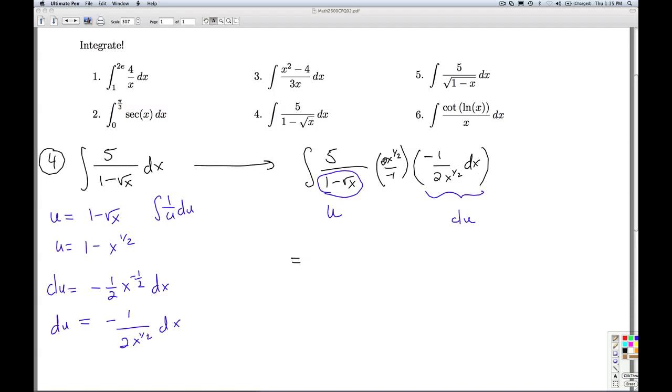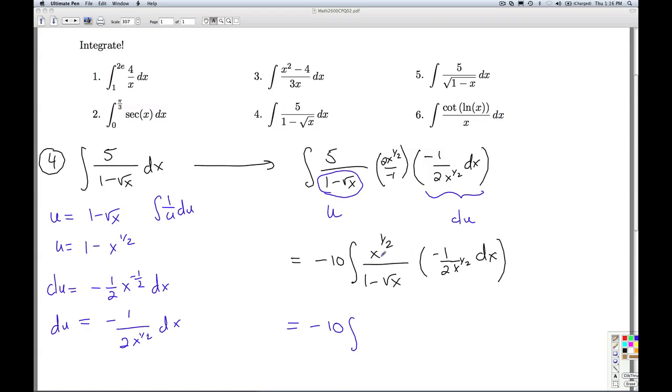This is going to be with the du. I've got this 2 over negative 1. I can bring that out as a negative 2. I can bring the 5 out as well. So I get a negative 10 outside the integral. And then I'm going to have an x to the 1/2 left over, like so. If I take the time and simplify this, I will get back to my original integrand. But now I'm going to take this and turn it into an integral involving u. So it's negative 10 times the integral.